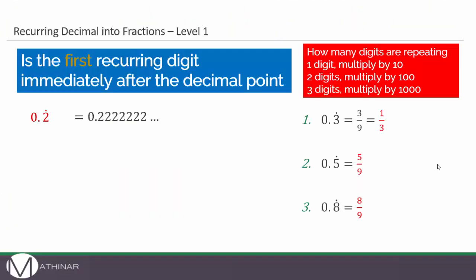So let's have a look at the answers here. The first question, 0.3 recurring is 3 over 9, which simplifies nicely down to 1/3. Now you want to make sure you simplify as much as possible. Question 2, 0.5 recurring is 5 over 9. That doesn't simplify any further. And 0.8 recurring will go to 8/9. And that's level 1 of converting recurring decimals into fractions.